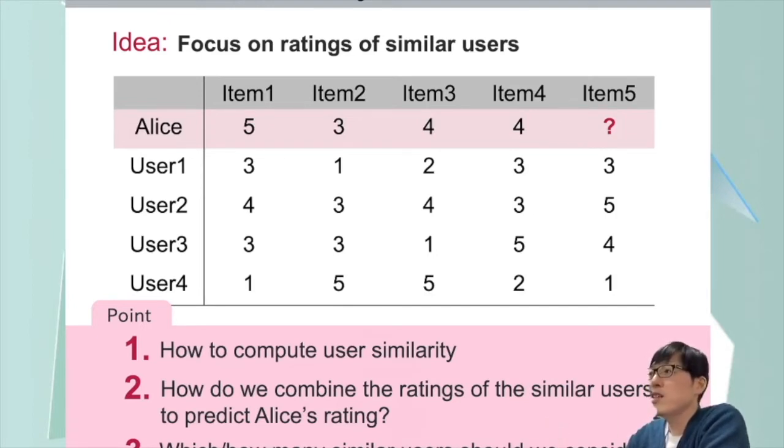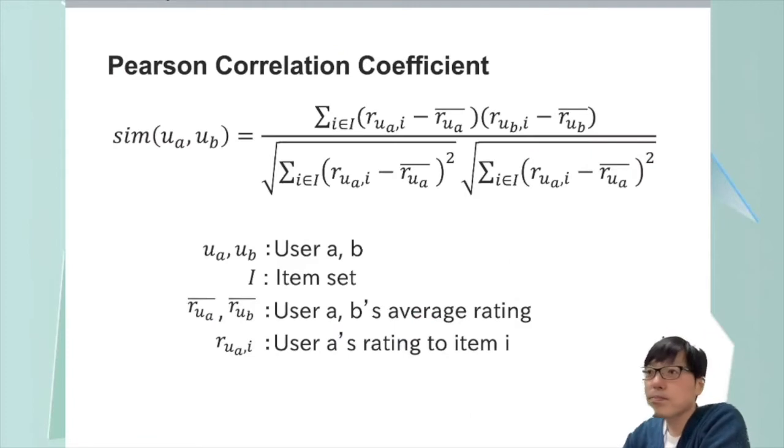The points here are how to compute the user similarity, how do we combine the rating scores of similar users to predict Alice's rating scores for unpurchased items, and how many similar users should we consider? These are the points. In order to compute the similarity between users, we can use several metrics.